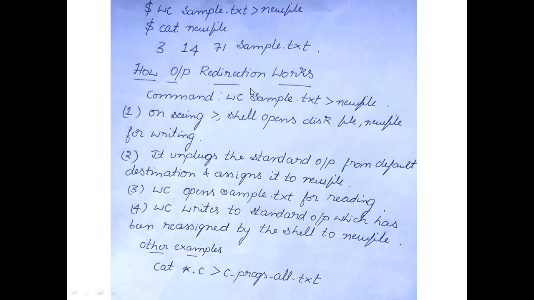So the command: you are performing word count on this particular file. What are all the results you are getting from this particular operation? You are redirecting the output to new file. So on seeing this particular redirection operator, what will your shell do? It will open the new file. This particular new file is opened for writing. So in order to write the contents of this particular output, it will unplug the standard output from the default destination.